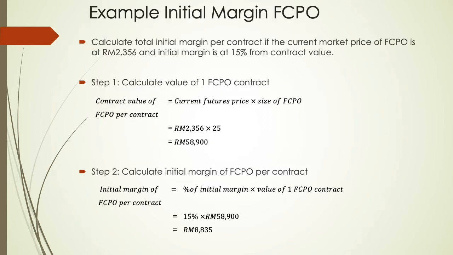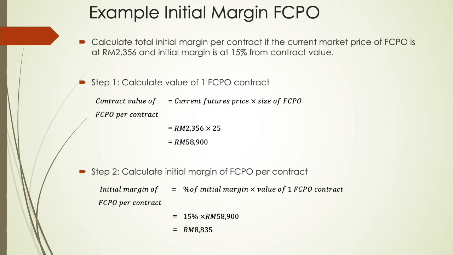For example, if you want to calculate initial margin for FCPO, let's say the question said calculate total initial margin per contract if the current market price of FCPO is at RM 2,356 and the initial margin is at 15% from contract value.